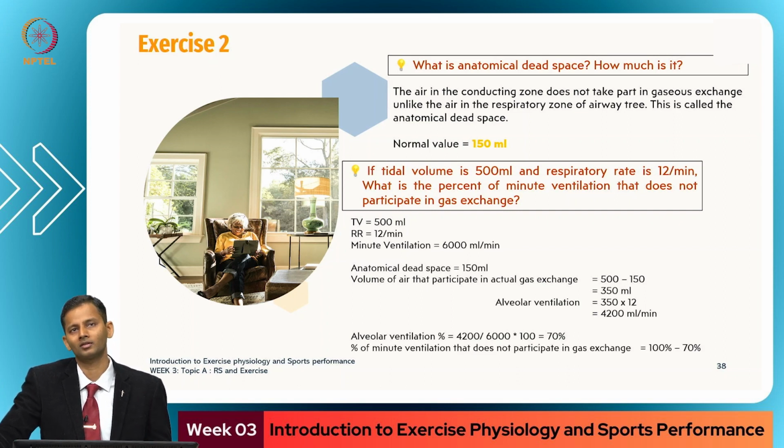So the question here is what was the percentage of minute ventilation that did not take part in gas exchange? That is 100 minus 70, which gives you about 30%. So 30% of the volume of air which was inhaled did not take part in actual gaseous exchange. So 150 ml of anatomical dead space has converted into 30% of unusable inspired air for gaseous exchange.